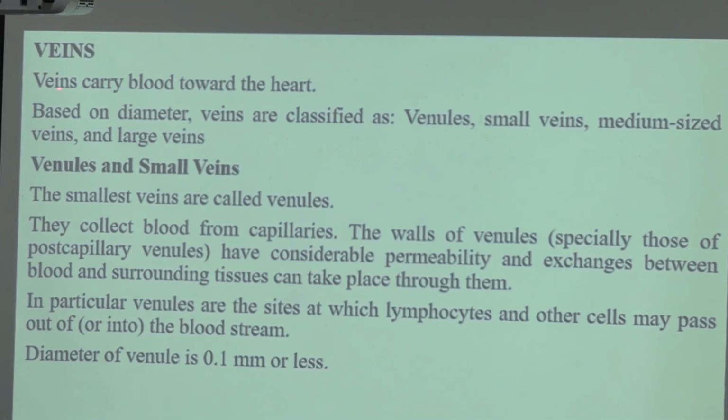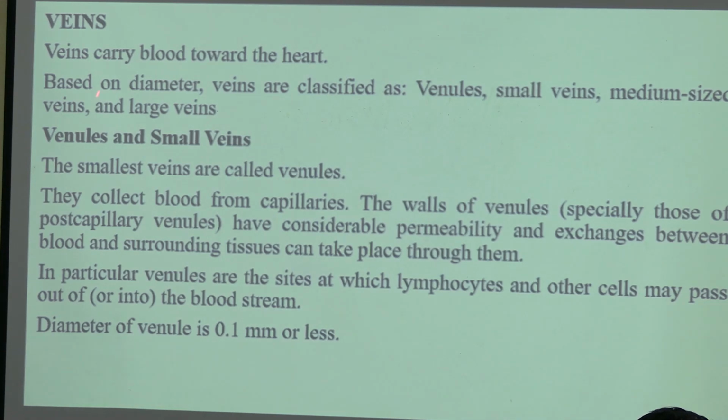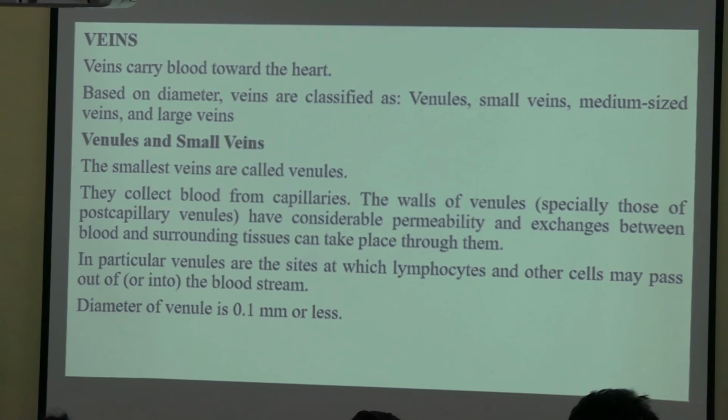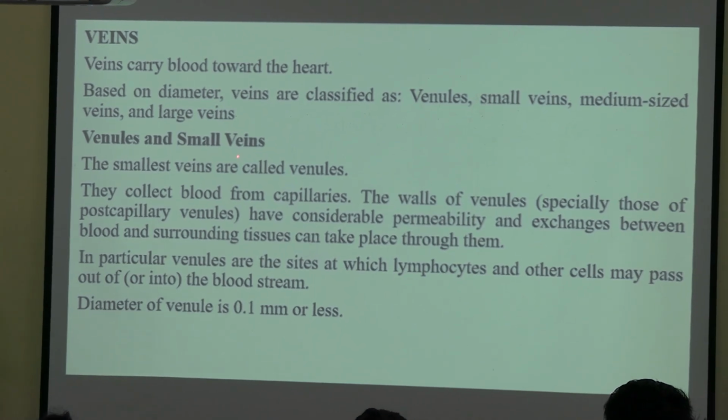Now in case of veins, they are classified based on the diameter. First venule, the smallest one, then small vein, medium-sized vein and the large vein. This is how the classification is done based on the diameter. Now venules and small veins are the smallest veins, and these are called venules. Now what is the function? First of all, they collect the blood from the capillaries, and the wall of the venules has considerable permeability. Why? Because they allow the gaseous exchange or any other type of exchange which is taking place.